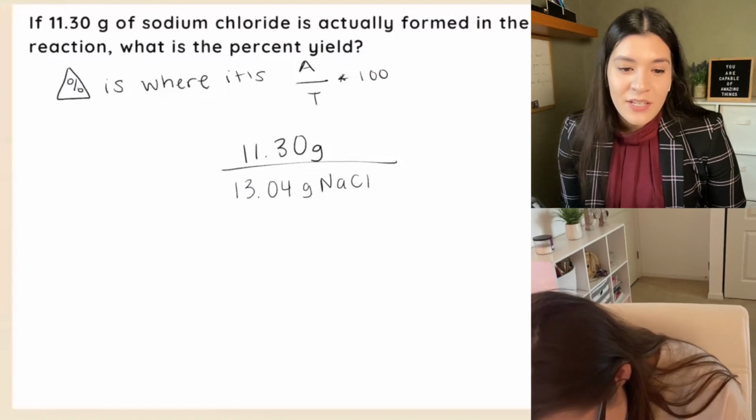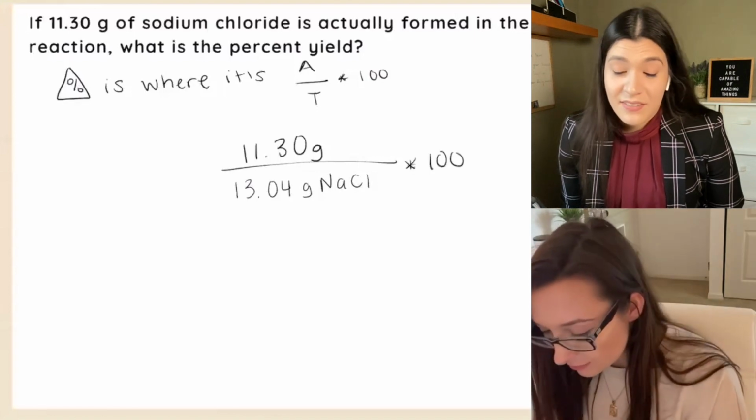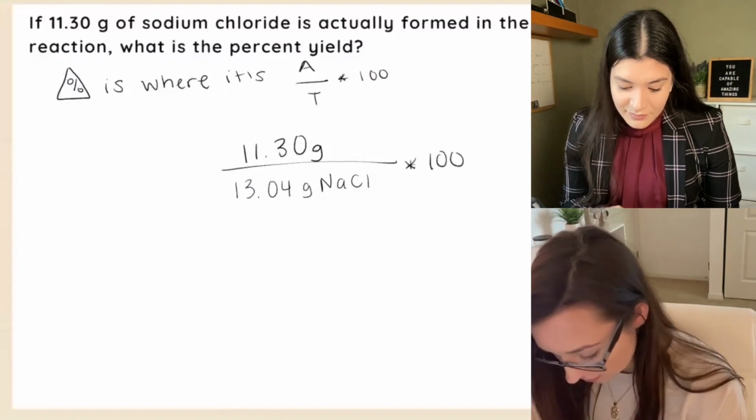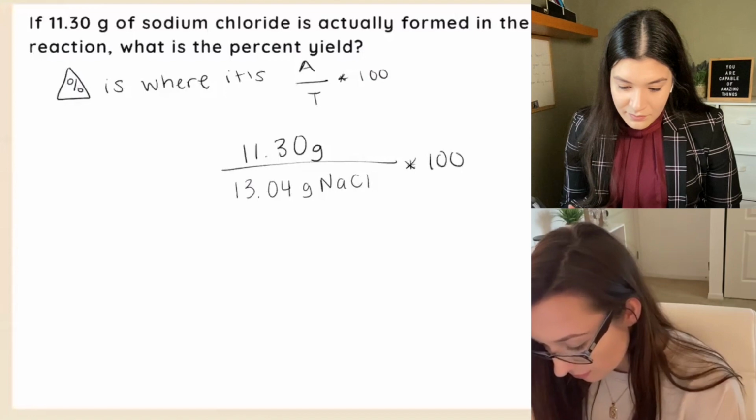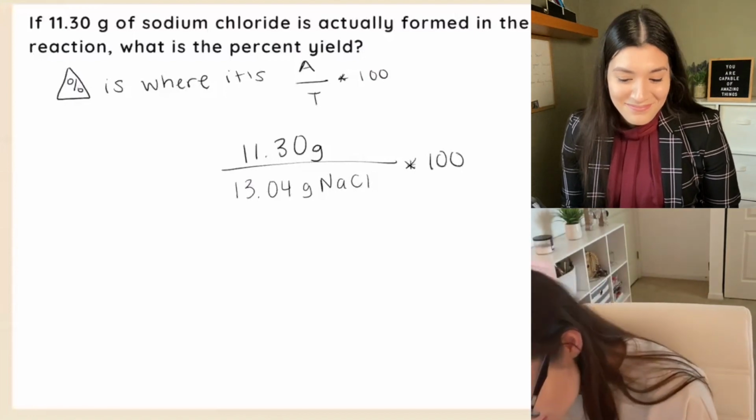Good. And percent yield is where it's at times 100, right? So now I can just do the thing. Exactly. Yeah. Okay, whoa. 0.00.